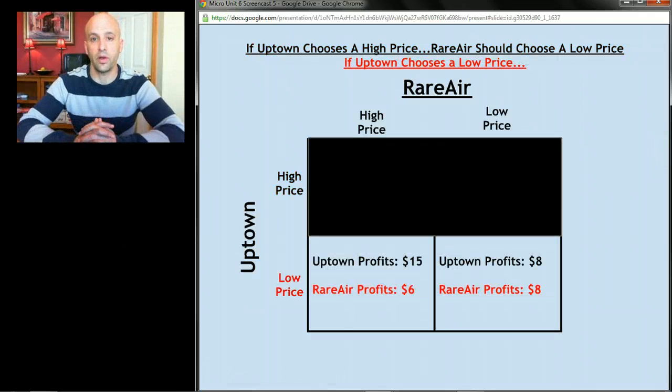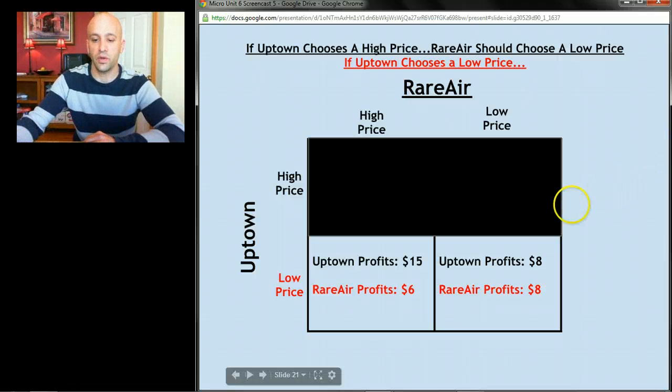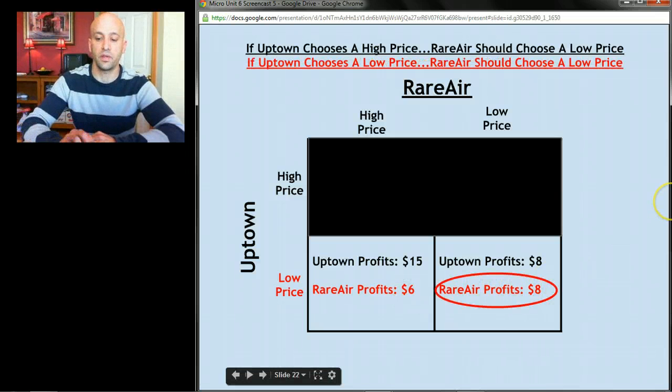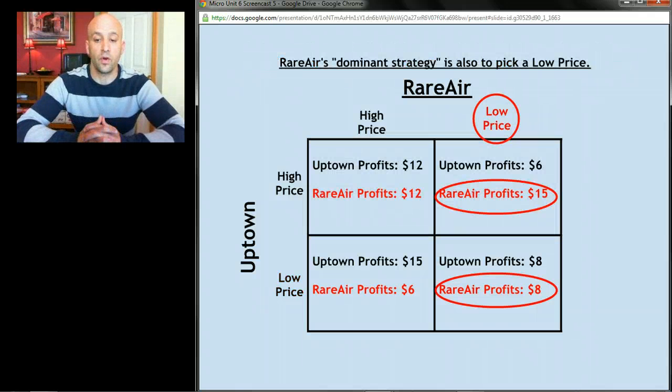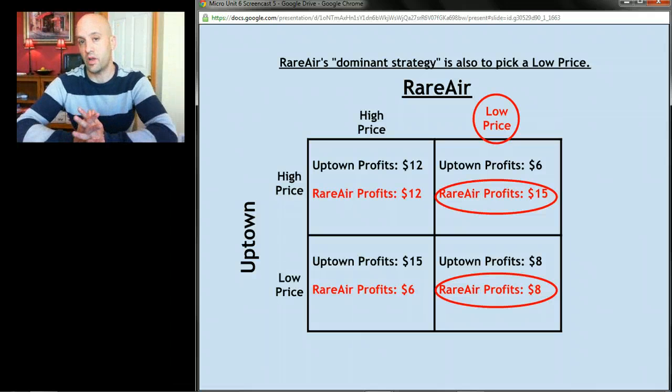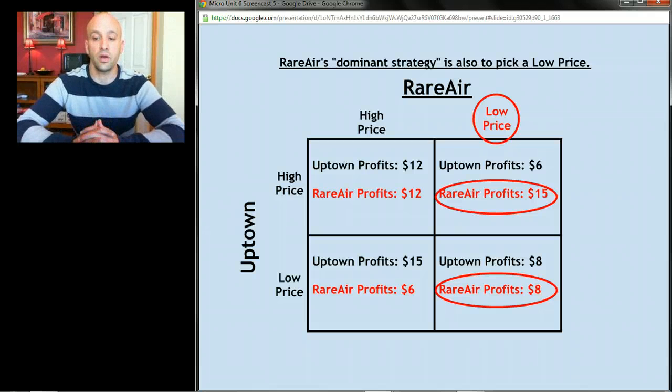What if Uptown doesn't go for a high price? What if they go for a low price? Well, again, Rare Air has a choice. Pick a high price and make $6. Pick a low price and make $8. 8's better than 6. So if Uptown chooses a low price, Rare Air should again choose a low price. Well, again, notice, Rare Air has a dominant strategy, and that's to go with a low price. Regardless of what Uptown does, Rare Air has a better payoff if it goes for the low price. So Rare Air's dominant strategy is also to pick a low price.